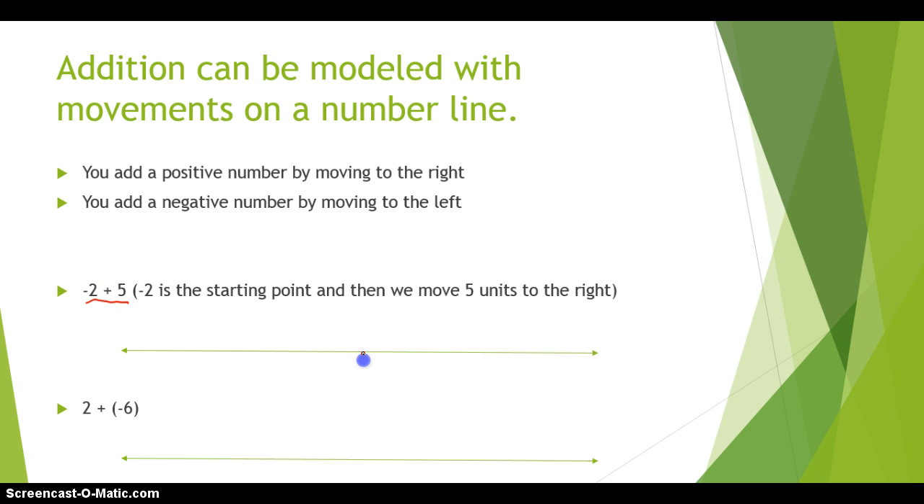So if I have 0, I put some numbers on there. So negative 2 plus 5. It tells me that negative 2 is the starting point, so I will start here. And then we move 5 units to the right because it is a positive. 1, 2, 3, 4, 5. So the end point will be your solution. With that, we know that negative 2 plus 5 does equal 3.